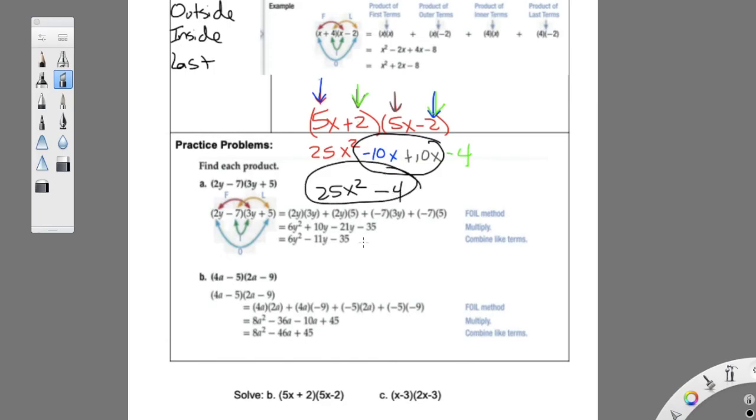What I wanted to show you on this second one, though, was what we call the box method. Some students really like the box method. There's also the diamond method. There's a bunch of different methods to do this with. But I like the box method because it's a little different. It's kind of a visual representation.